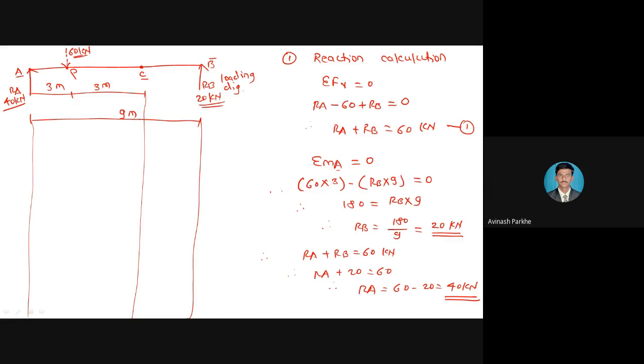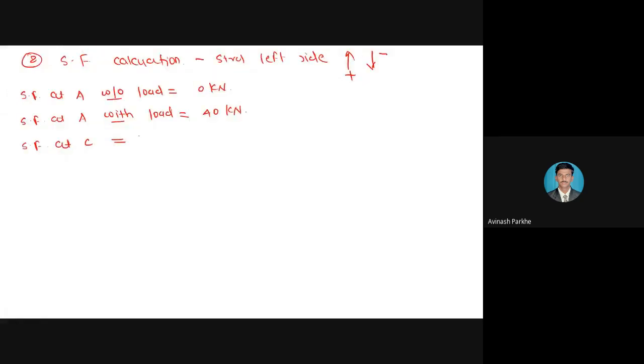The 40 kilonewton force is on the left side of C. Similarly, one point load of 60 kilonewton, that is, the UDL we have converted into a point load. That means that 60 kilonewton is also present at the left side. So I will take the first one, 40. It is positive because it is moving in the upward direction. 60 is moving in the downward direction, therefore minus 60. So you will get the answer minus 20 kilonewton.